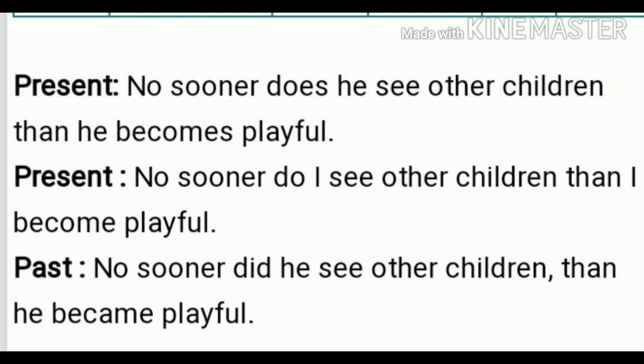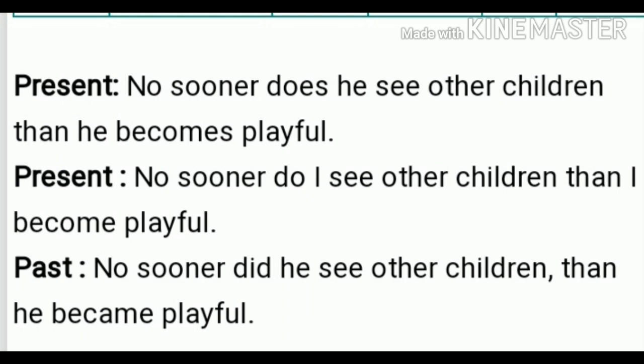And when the sentence is in past tense, the rule is different. As it is given in third example, which is in past tense. No sooner did he see other children than he became playful. Here you see in the first clause, after the conjunction no sooner, we have used did, and in the second clause, he became playful. In the second clause, we have used second form. It means the sentence is in the past tense. And always remember, whenever you change past tenses into negative or interrogative or in the structure of no sooner, we use did as auxiliary verb and the second form changes into first form as given in this sentence.